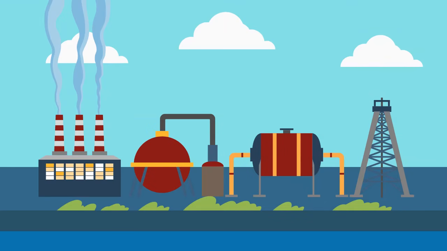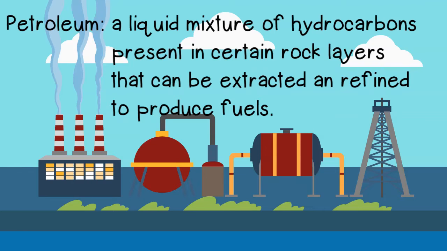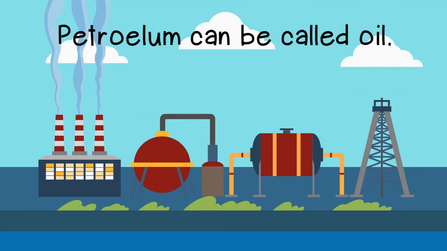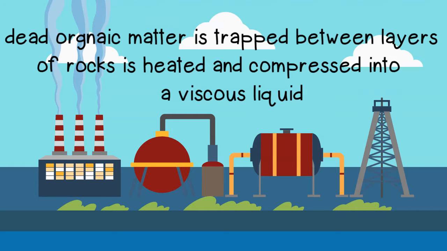Next, let's look at petroleum, or oil. Petroleum is a liquid mixture of hydrocarbons present in certain rock layers that can be extracted and refined to produce fuels. Petroleum can also be referred to as oil, but typically oil is defined as a derivative of petroleum. Petroleum is formed when decaying organic matter is trapped between layers of rock. Heat and pressure convert the decaying organic matter into a viscous, liquid substance that has many hydrocarbons.